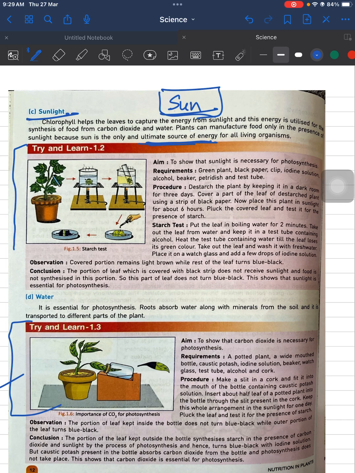We can prove the role of sunlight by one experiment. We will study this experiment later on.